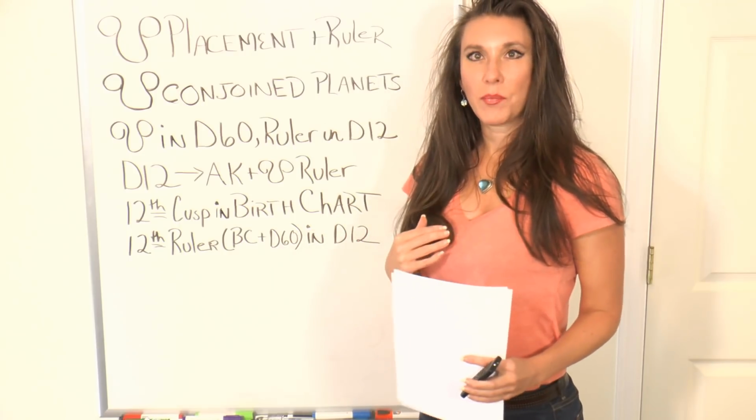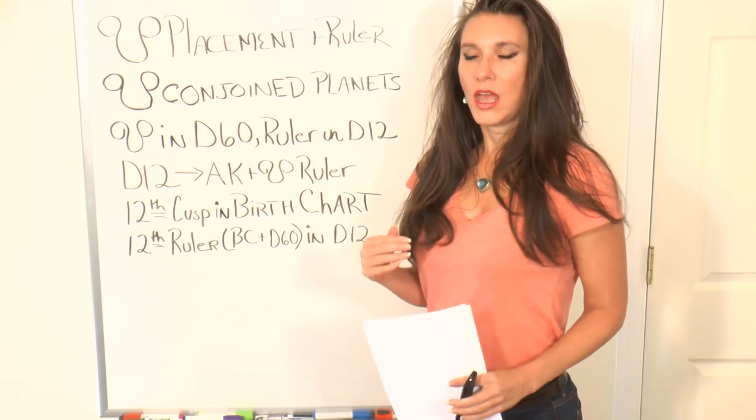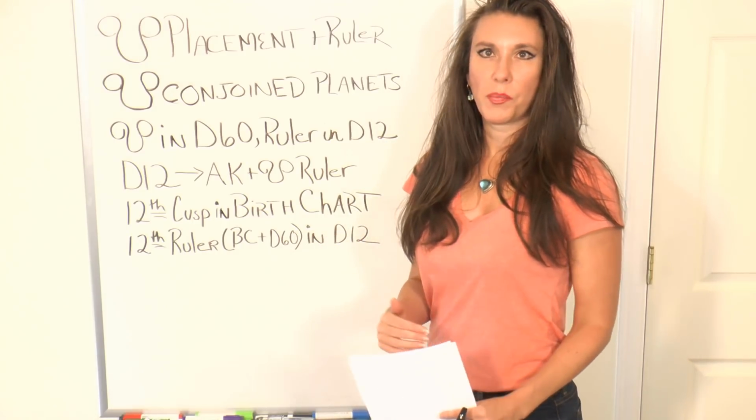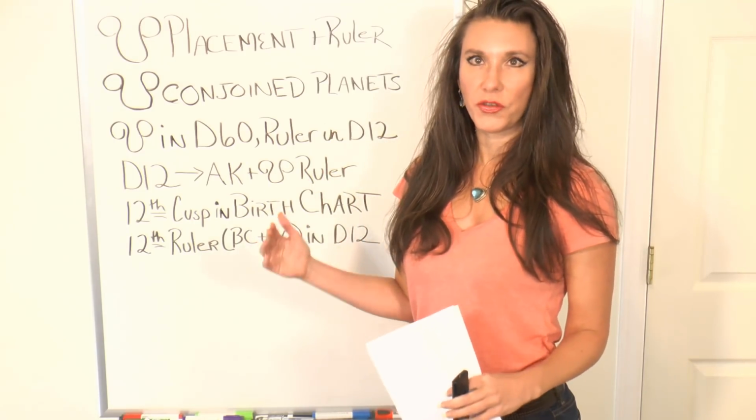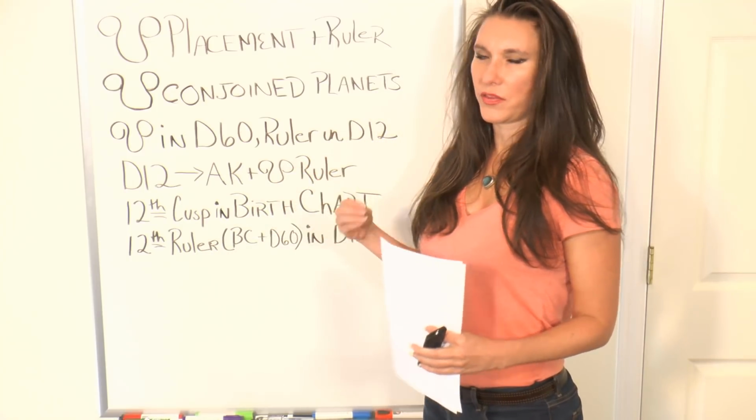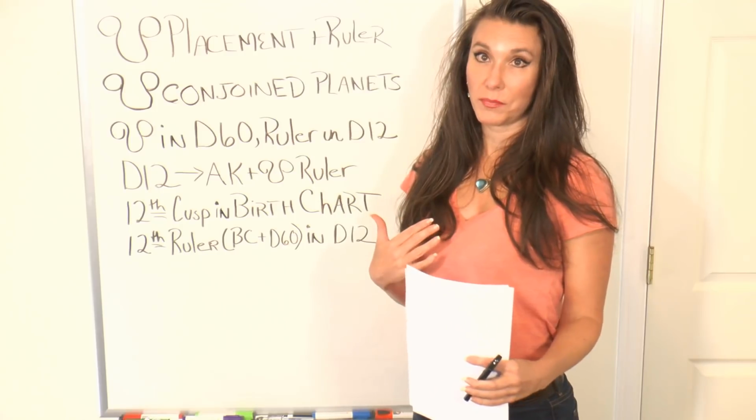Personally, I use the Campanus house system. I use that system because a lot of the other systems tend to fall apart when you get into the higher longitudes, or, you know, closer to the poles. So that's why I use Campanus. So that's what I'm using.